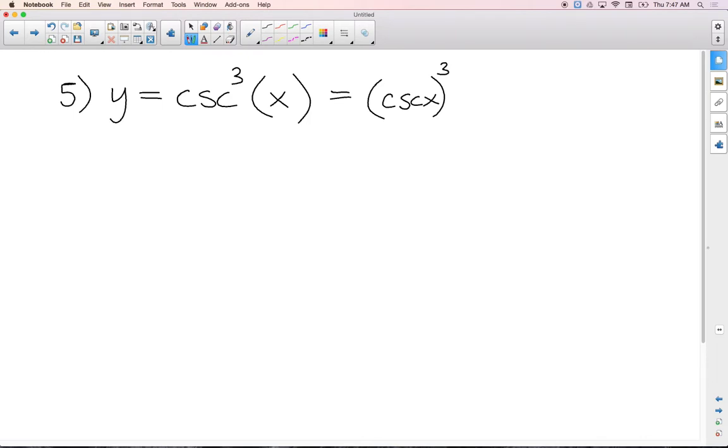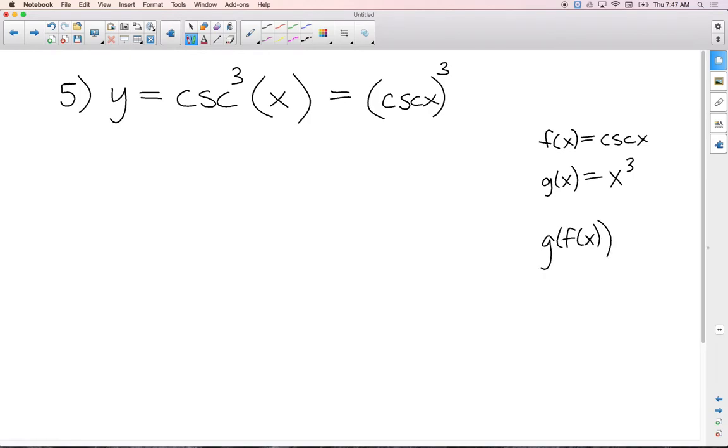If you think about this as composite functions, you would say f of x is equal to cosecant x, and g of x is equal to x to the third power. How would the composite be written if I identify those as the two functions? F of g of x or g of f of x? It'd be g of f of x.